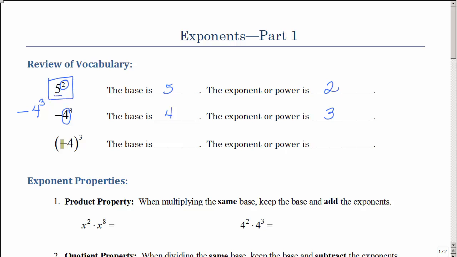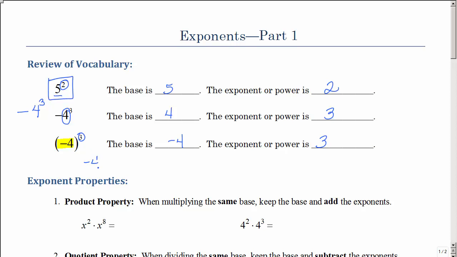So how is the next one different? Well, if you notice, the -4 is all in parentheses, and all of it is being raised to the third power. So this time the base is -4, and the power is still 3. What's the difference between these two? You would get two different answers.